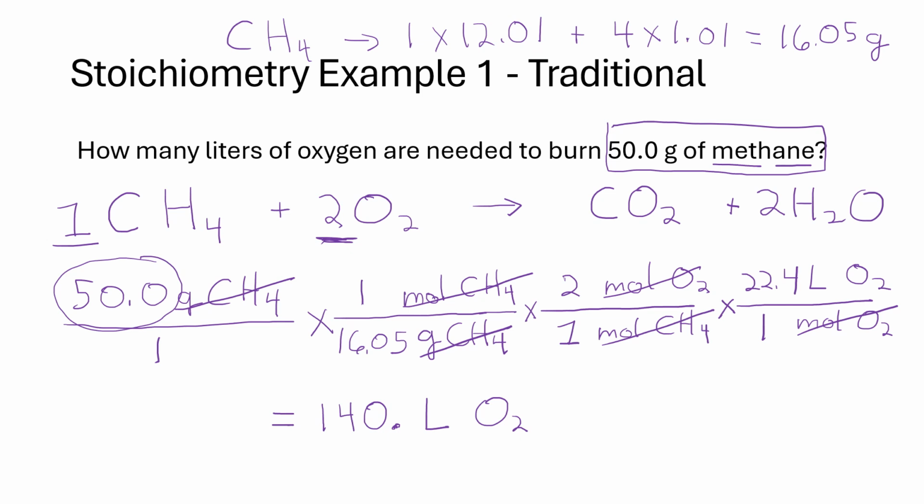Okay, so we end up with 4 fractions. The first is the given. The second fraction converts from grams to moles. The third fraction converts from moles of one chemical to moles of another chemical with the coefficients, and the fourth fraction converts the moles that we just found into the units we were asked for, which is liters.